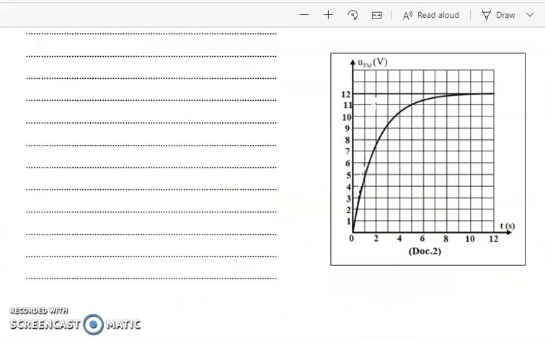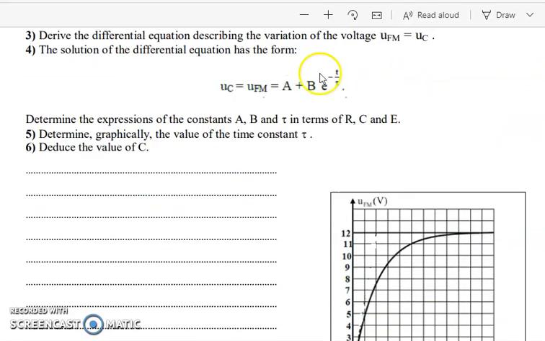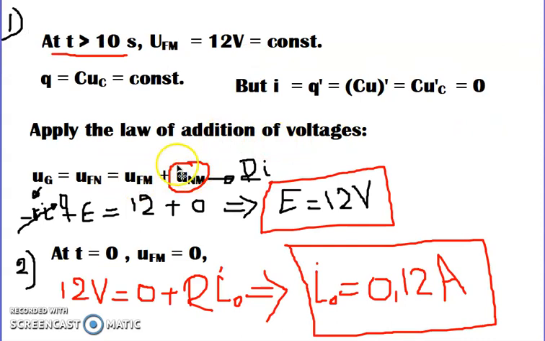Now part 3. Derive the differential equation describing the variation of the voltage across the capacitor, meaning at any instant between 0 and 12. Okay? So part 3, here it is. In part 3, we apply the law of addition of voltages, of course. Let me write it here. E equals U_M plus R i, right? From this rule. This is the law. This is U_G, which is E, equal to U_M, which is U_C, plus U_R, which is R i. Okay?